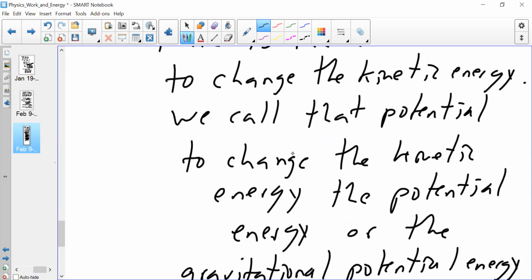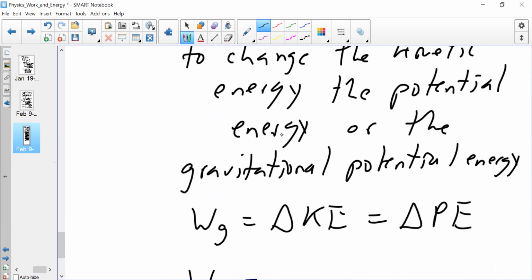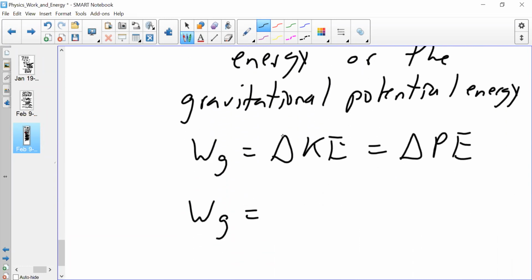Ball is in the air, nothing happening. I have the potential to do something. And we call that potential the potential energy. Okay, I'll move. All right.